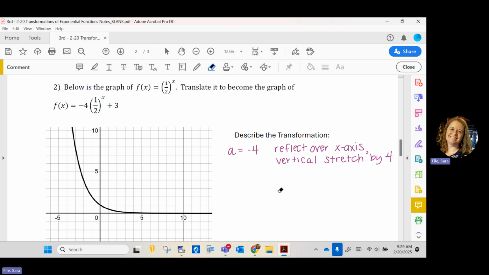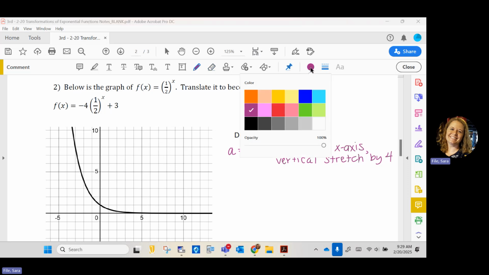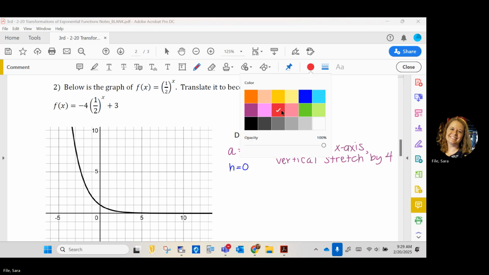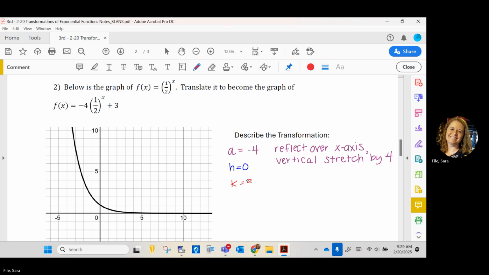Okay, the distance between each point isn't going to change horizontally, but vertically it's going to be stretched by 4. Okay, now there is no H value here. I'm still going to go ahead and just label it for the sake of y'all seeing. H is 0. There's nothing added or subtracted to that X. Okay, but what is K? K is a +3, which means this graph is shifted up 3. So we are going to reflect it. We're going to flip it, stretch it, and shift it up.